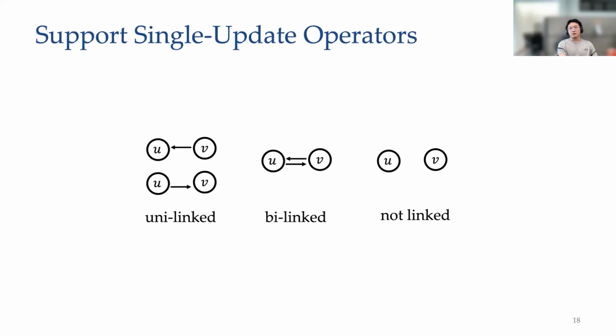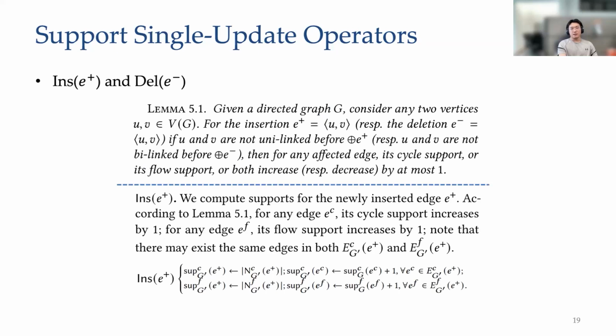To distinguish different connections between two vertices U and V in directed graphs, we say U and V are unilinked if there exists an edge, either UV or VU. They are bilinked if both UV and VU exist, and they are not linked if there exists no edge between them. We observe that it is not necessary to recompute supports of affected edges, but it can be maintained by two proposed operators, ins and delay.